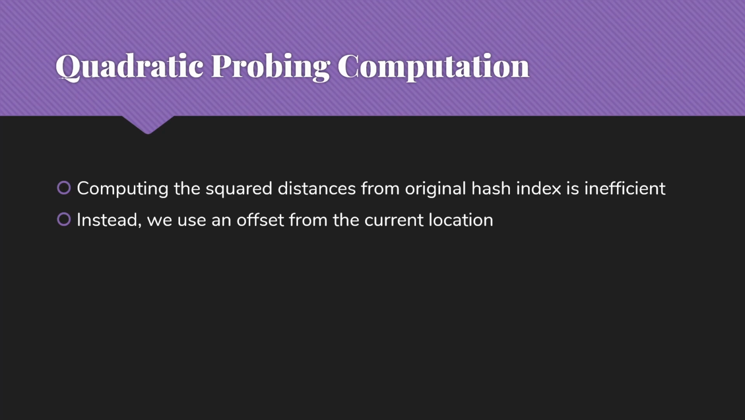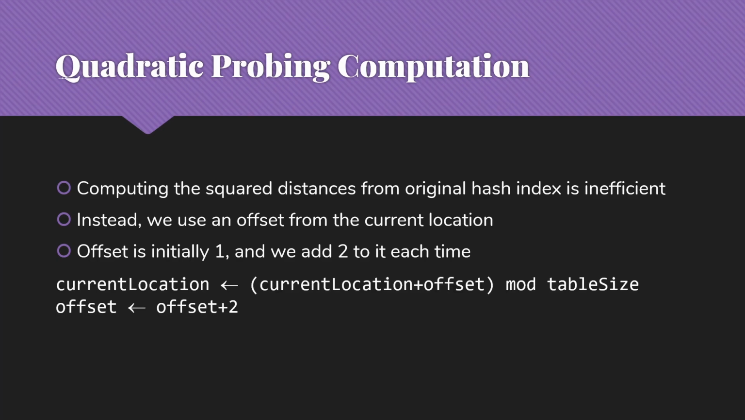Instead, we're going to simply use an offset from the current location so that our math ends up being much closer to linear probing math, with the difference that our offset is going to change. So initially the offset will be 1, but we're going to add 2 to it each time we have a collision. So we have current location gets current location plus the current offset, mod the table size. And the offset each time then gets increased by 2.